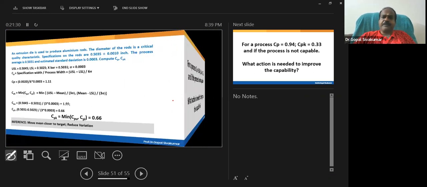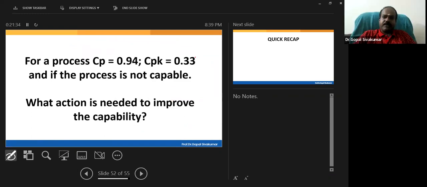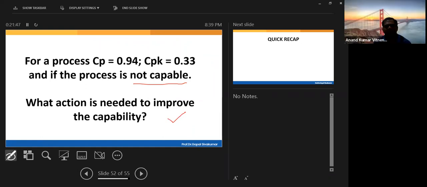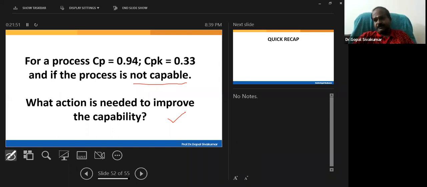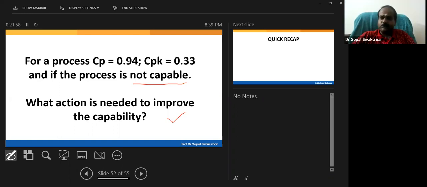Understand Cpk? Yes, sir. For a process, Cp equal to 0.94, Cpk equal to 0.33, which means the process is not capable. Tell me, what will be your advice? We need to move both variation and mean. Move the mean, reduce the variation. That's all. Now you understood Cpk.